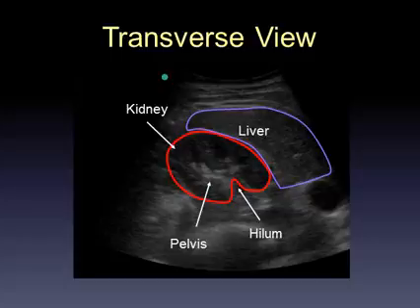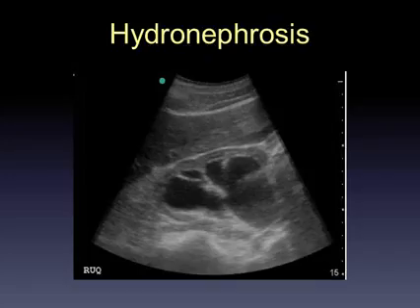Here are the structures labelled, and I've identified that this is probably around the level of the hilum. We might see some proximal ureter there. Pyramids here, and the collapsed hyperechoic pelvis. And now let's move on to looking at some pathological images.